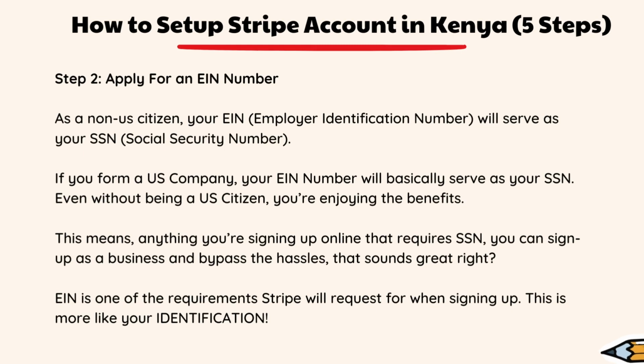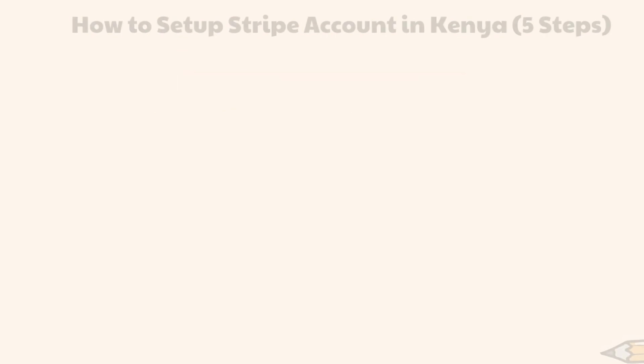Step 2 is to apply for an EIN number. As a non-US citizen, your EIN number will serve as your SSN, and SSN means Social Security Number that is given to US citizens. If you form a US company, your EIN will basically serve as your SSN. Even without being a US citizen, you're enjoying the benefits. This means anything you are signing up online that requires SSN, you can sign up as a business and bypass the hurdles. That sounds great, right? EIN is one of the requirements Stripe will request for when signing up. This is more like your identification.